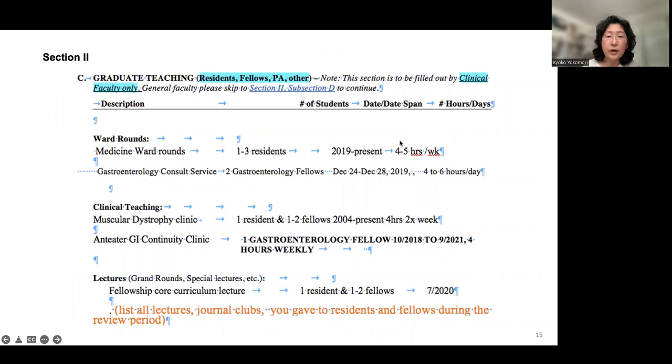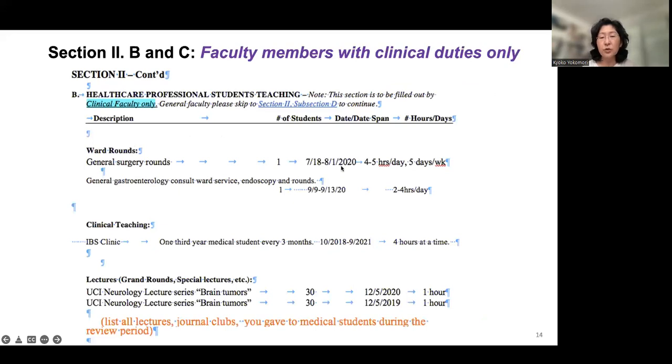And for the residents and fellows, it's a long period. So this is okay. But for the medical students, it's actually a rotation. So sometimes some people put the year and then put 4 or 5 hours a day, 5 days a week. But actually you need to break it down to individual rotation periods and then put down the exact number of students. So it's a little bit tedious, but hopefully you can do this. People are doing this, so try to be as accurate as possible.